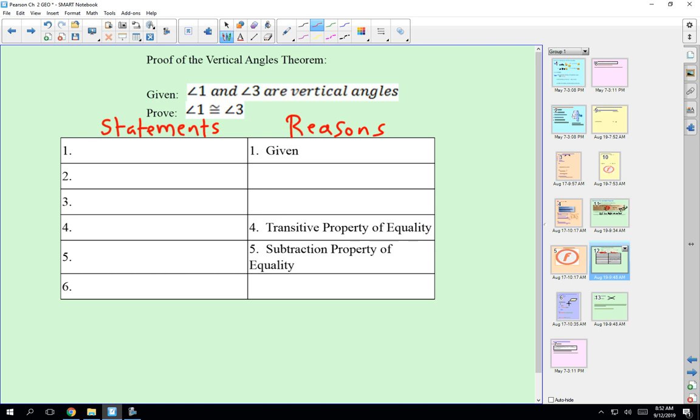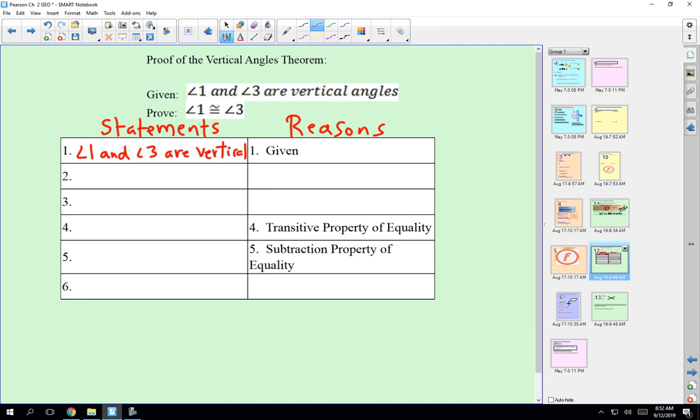1 and 3 are vertical angles. We write that down here. Angle 1 and angle 3 are vertical. And that's given. So let's see, looking at the different things here, eventually we're going to get to the place where we're using the transitive property of equality.